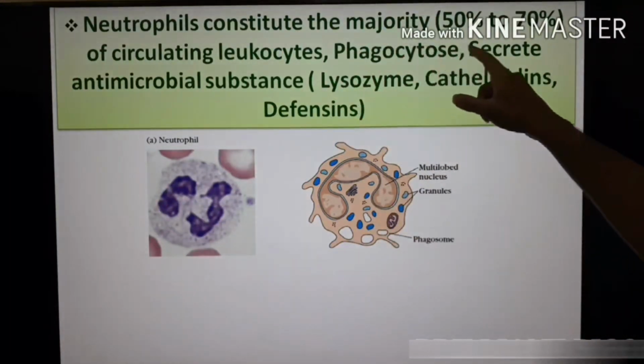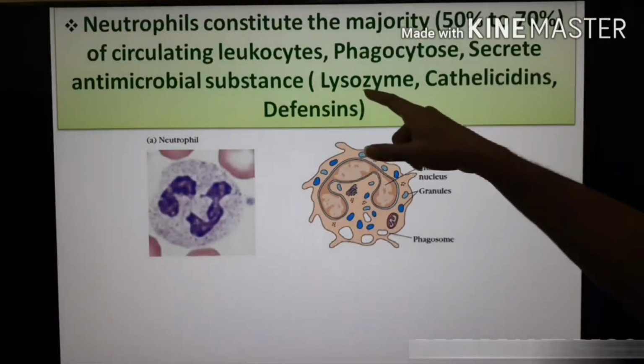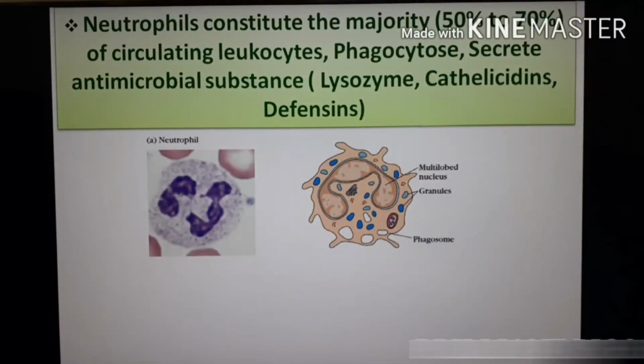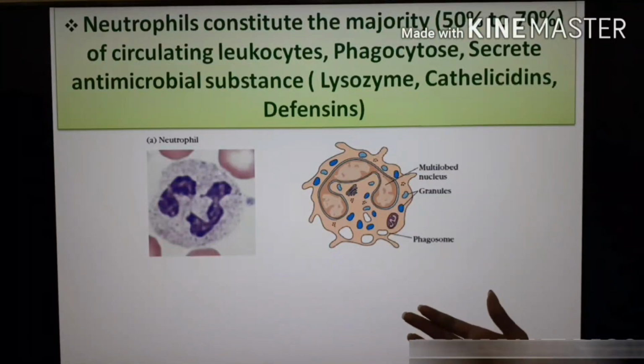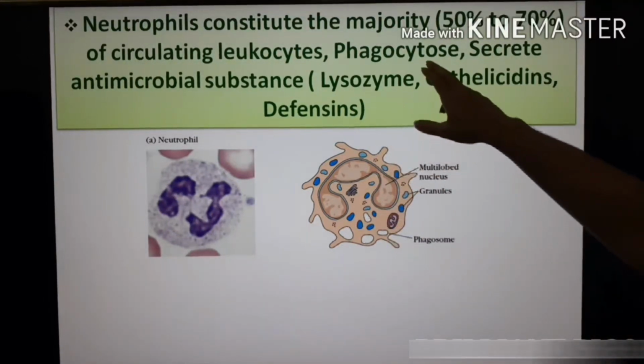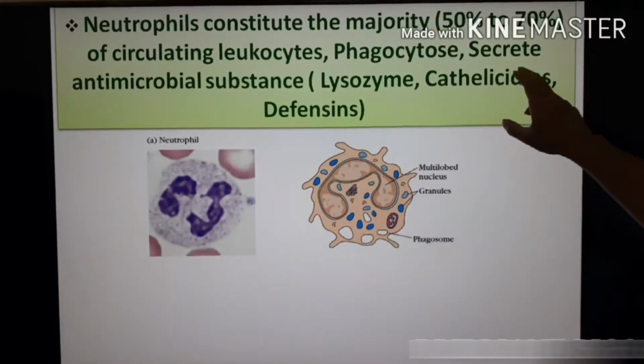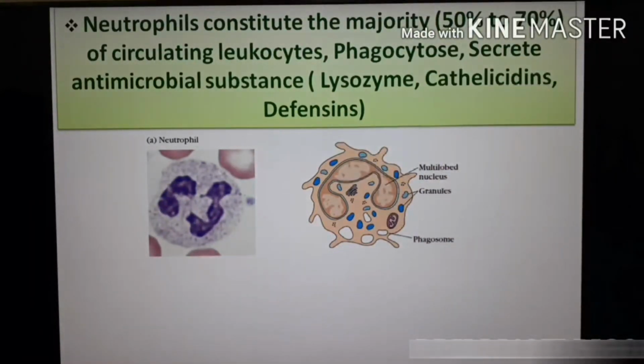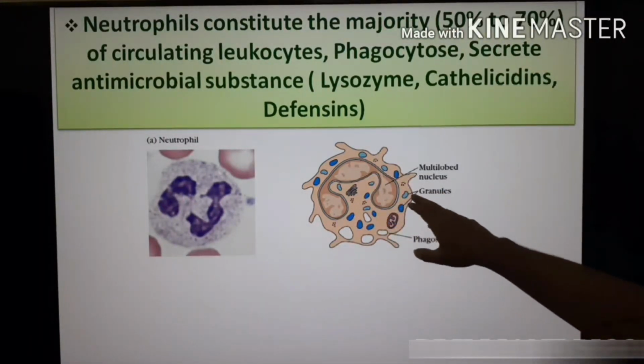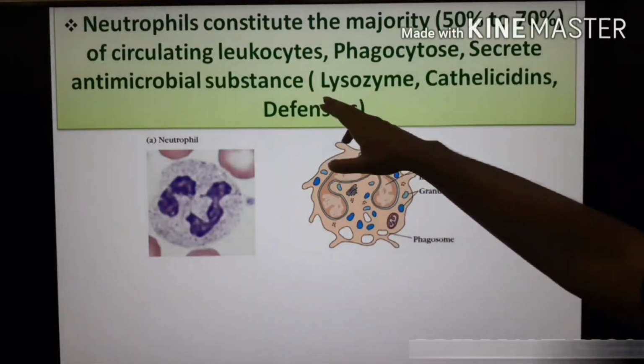Neutrophils constitute the majority, like 50% to 70% of the circulating WBC. And one interesting fact is that a healthy human individual can produce more than 1 into 10 to the power 11, that means 1000 crore of neutrophils per day. Another function performed by neutrophil is phagocytosis and secreting some antimicrobial substances like lysozyme, cathelicidins and defensins. Also they can produce some enzymes called collagenase, elastase, etc. This neutrophil contains some granules, and these granules actually contain these antimicrobial substances.